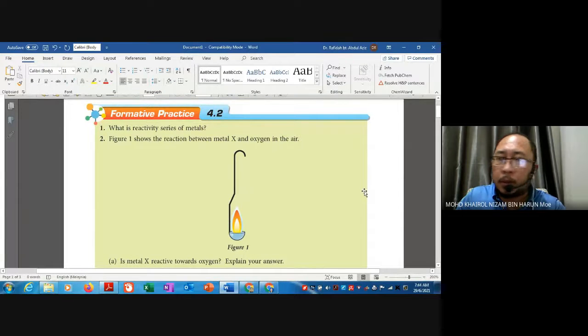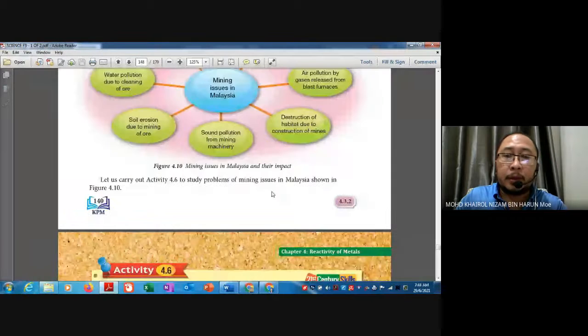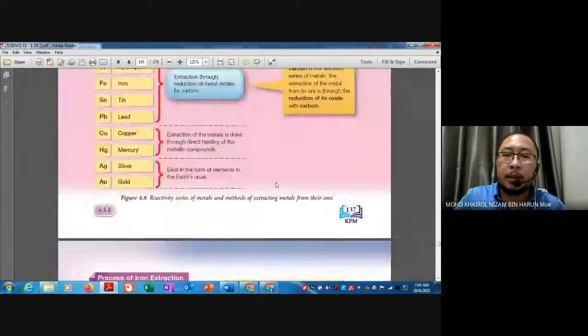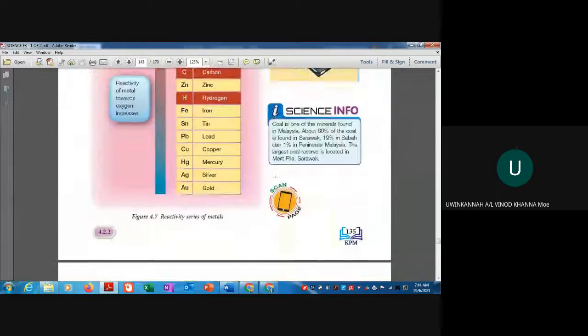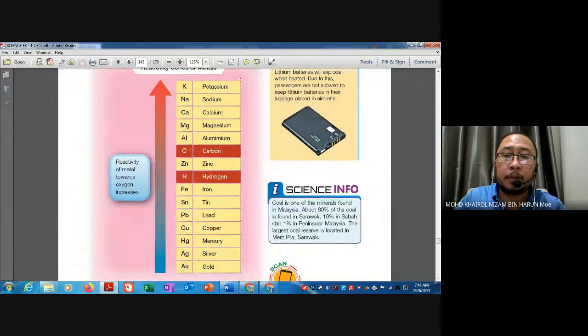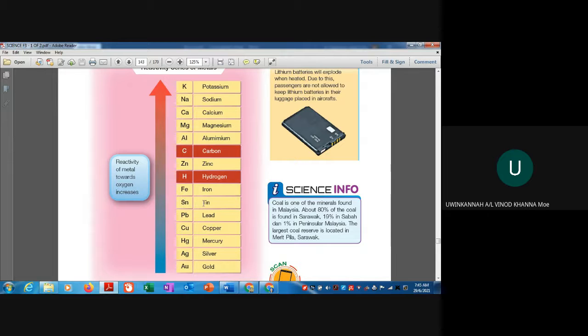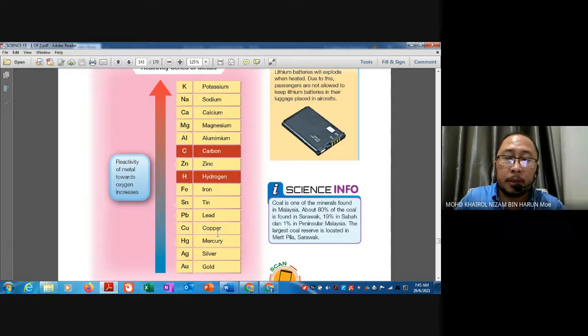Okay, so based on what we have discussed yesterday about 4.2, about the reactivity series of metals, we have concluded that the reactivity series of metals comprises, starting from potassium, sodium, calcium, magnesium, aluminium, carbon, zinc, hydrogen, iron, tin, lead, copper, mercury, silver, and gold.